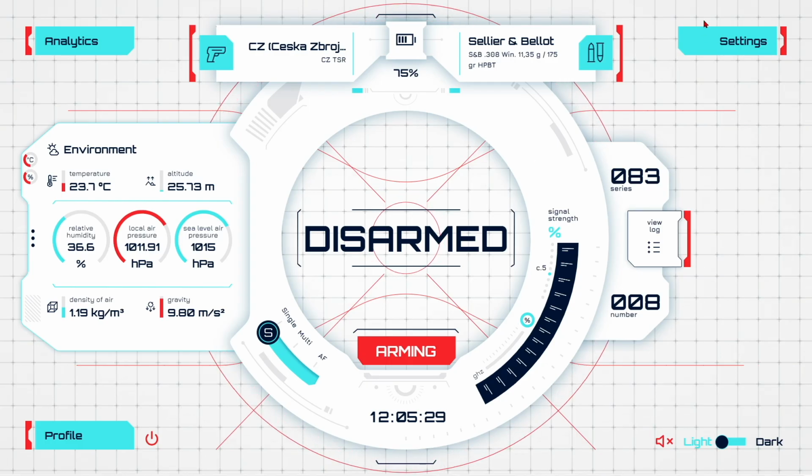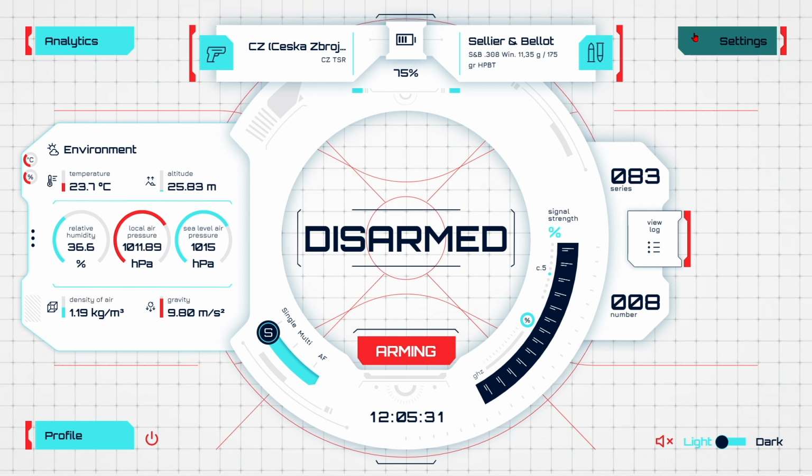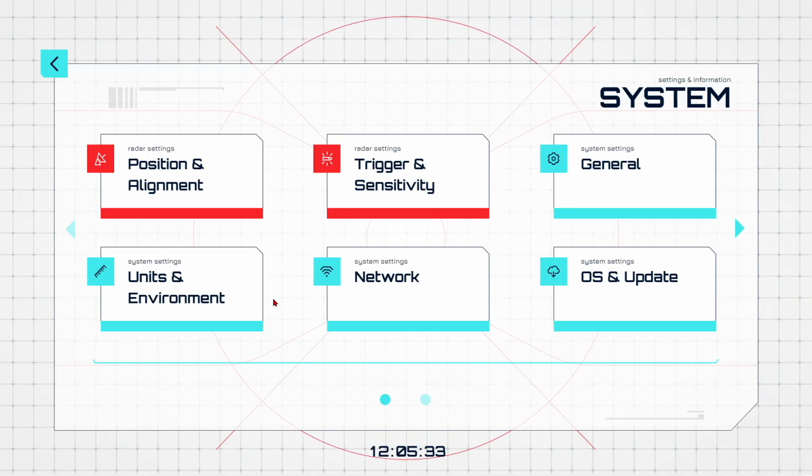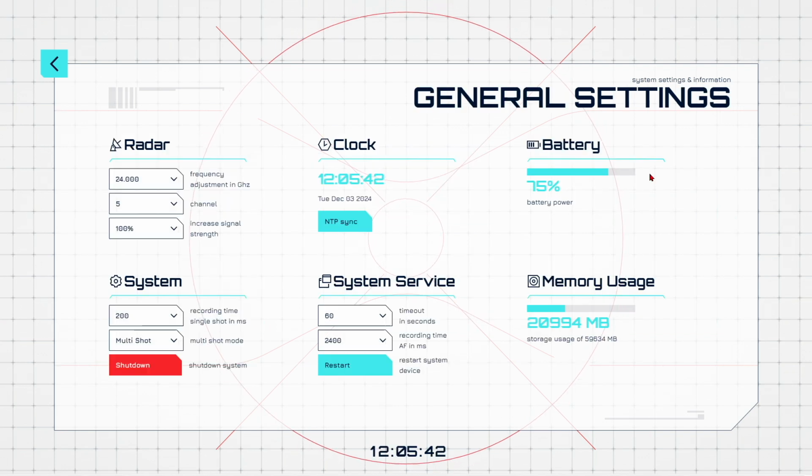We'll start off again on our user interface here on the dashboard. We go to our settings, as the title would suggest, and we see we have 4 additional settings to the position and alignment and trigger and sensitivity of the first video here. So we'll start with the general settings.